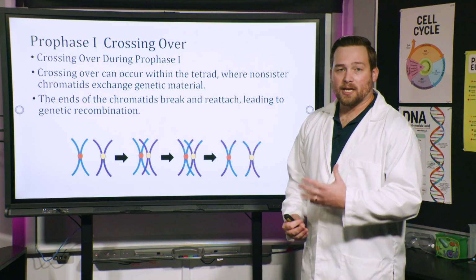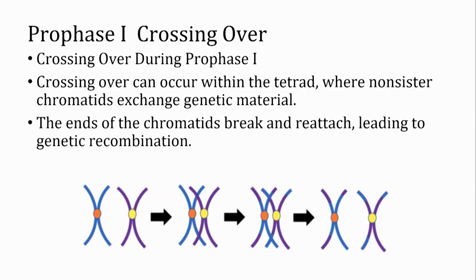So crossing over, again, this happens in prophase 1. It's a super important part of this process, okay? Crossing over can occur within the tetrad where non-sister chromatids exchange genetic material and the end of the chromatids break and reattach, leading to new genetic recombination.